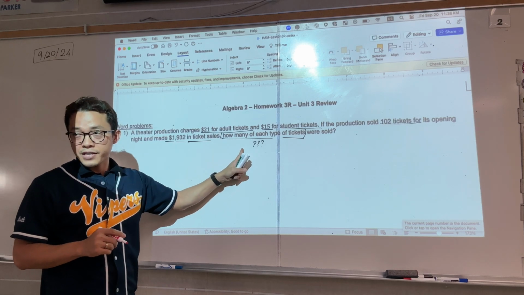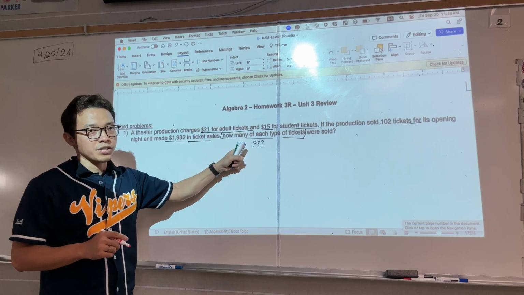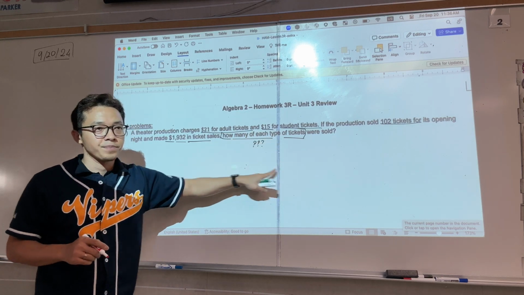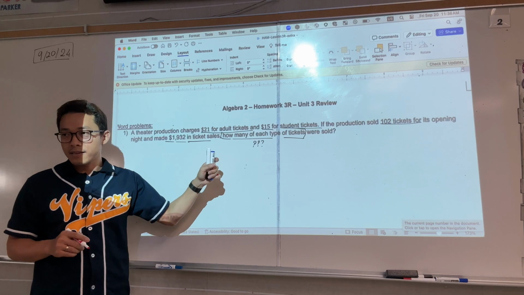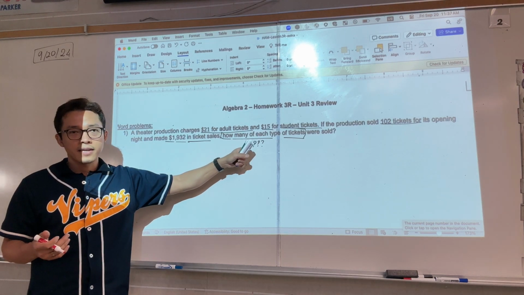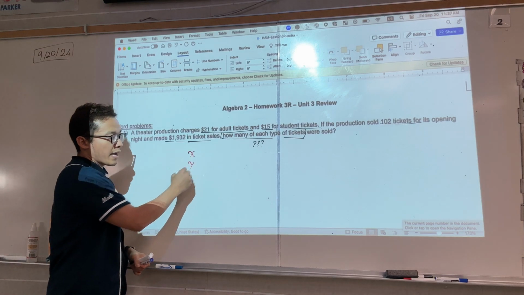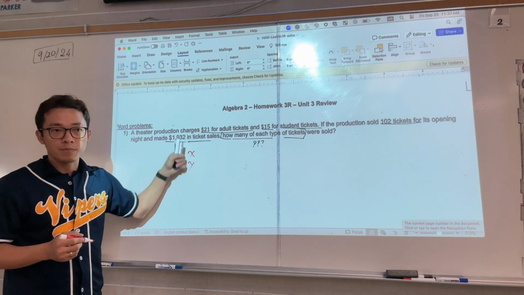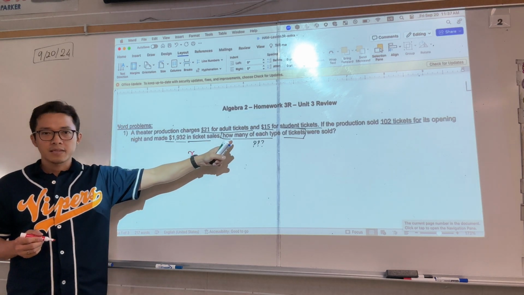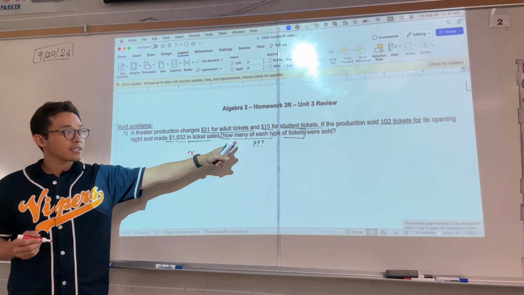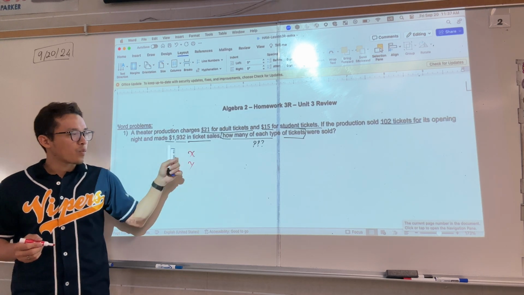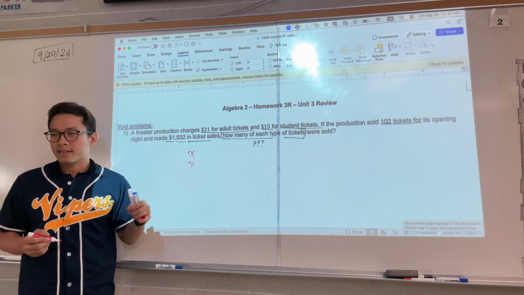Always start from the question. For this type of question, always start on the question. What I meant is, how many of each type of ticket? You're going to assign some letter, what they call a variable, to the one you want to find. Usually we use x and y as variables, like the one we want to find out. So what should we assign x to?